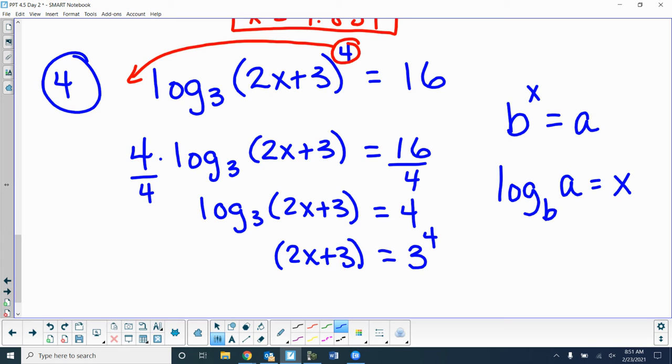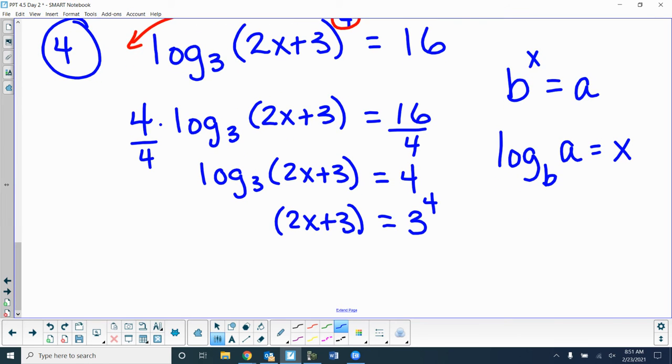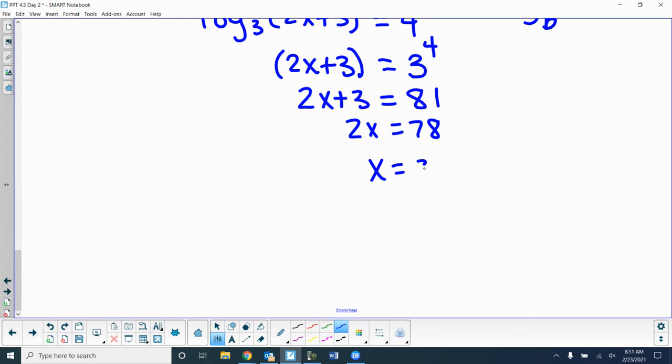Okay? So then I can just solve it now, because 3 to the 4th, I can put in my calculator, or you might be able to know it already in your head, but that's 81. 3 times 3 is 9, times 3 is 27, times 3 is 81. And then there's basic algebra 1 stuff, right? Subtract 3. And divide by 2. And you get 39.